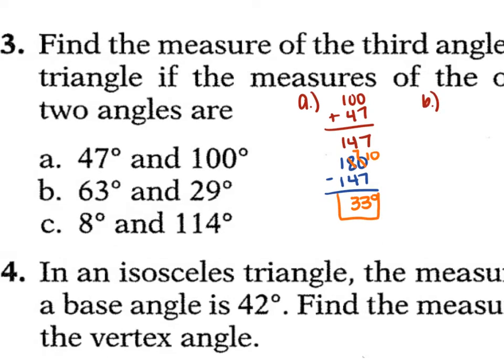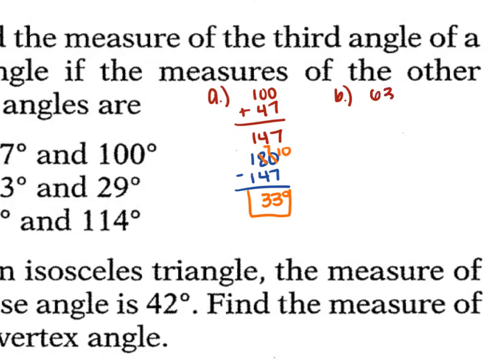For B, they give us 63 and 29. So we're going to add those. When we add them, we get 92. So we're going to subtract the 92 from 180. The 0 becomes a 10. The 8 becomes a 7, then the 17, making the 1 a 0. So the 180 minus 92 gives us 88 degrees.